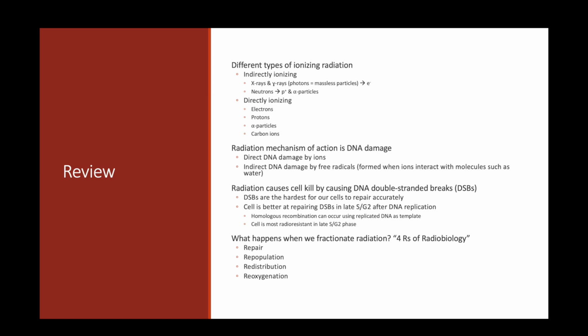When ionizing radiation interacts with our bodies, the way that it works to kill cells is by causing DNA damage. The DNA damage can be caused directly by those ions, or it can be caused indirectly by the interaction of those ions with molecules such as water, resulting in the formation of free radicals. And then it's those free radicals that go on to indirectly damage the DNA. So there is direct versus indirect ionization, and then there is direct versus indirect DNA damage.